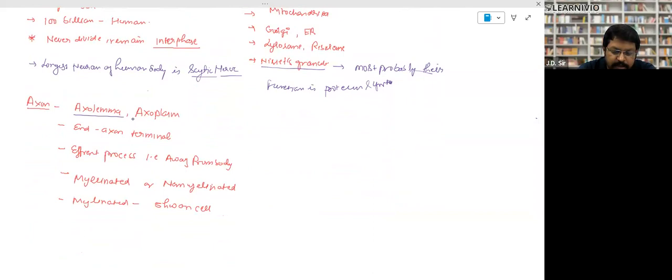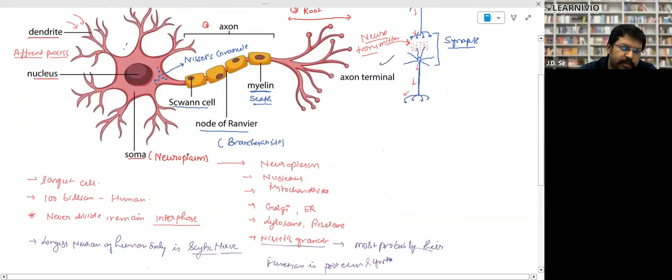A neuron may be myelinated or non-myelinated. So a myelinated neuron always has Schwann cells. So that's it for the neuron. Go through it and tell me if you have any doubt.